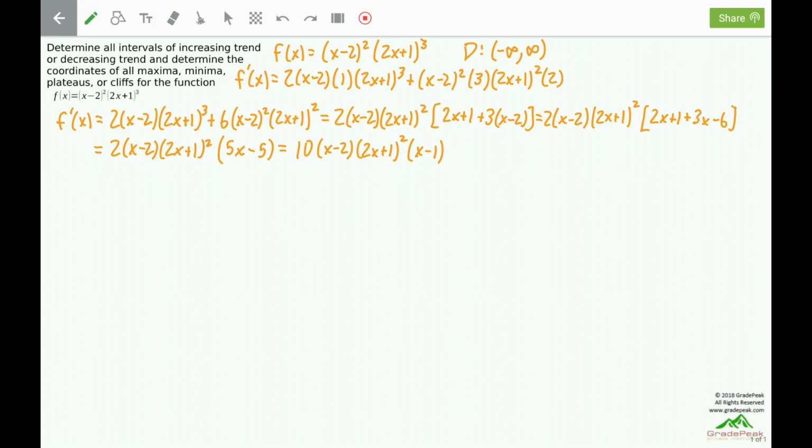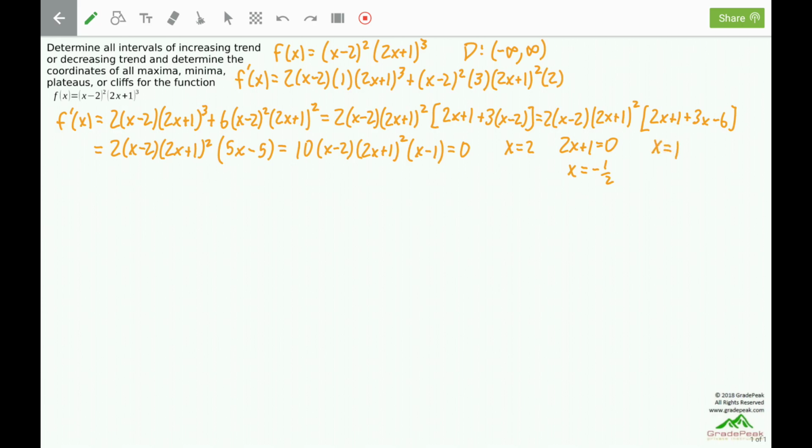We can now set the numerator and the denominator equal to 0. We only have a numerator here. Solve for all x's that make it true. Since we have factors, each factor can equal 0. This will lead to x equals 2 for the x minus 2. 2x plus 1 equals 0. Subtract 1 from both sides, divide both sides by 2: negative 1/2. And then x equals 1 for the x minus 1 factor.